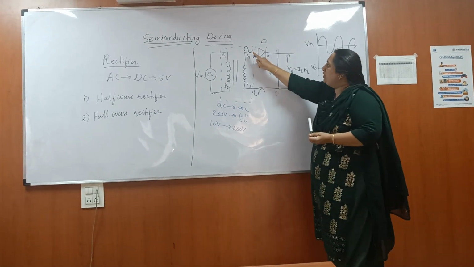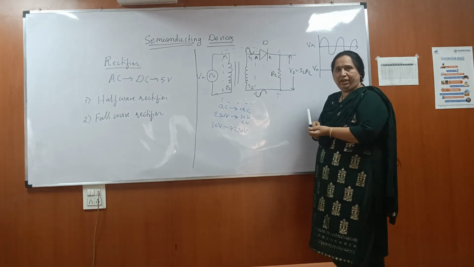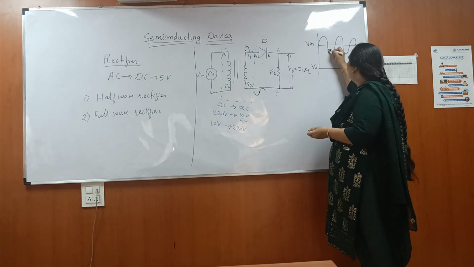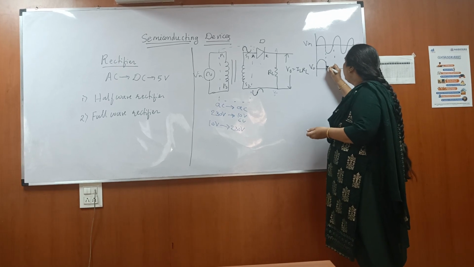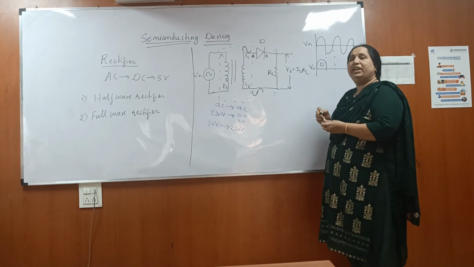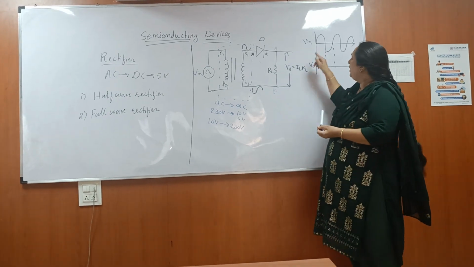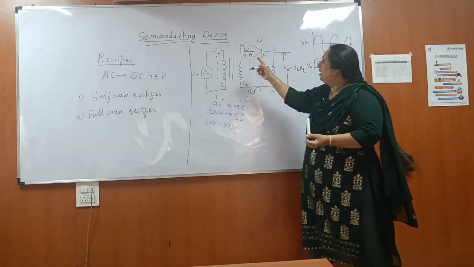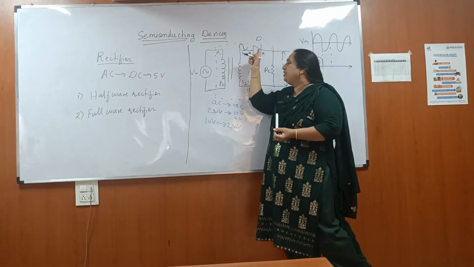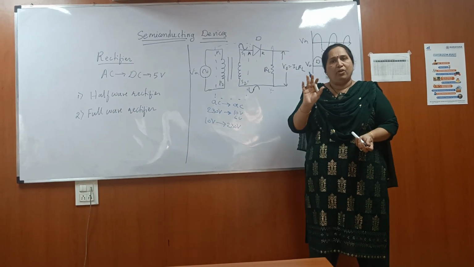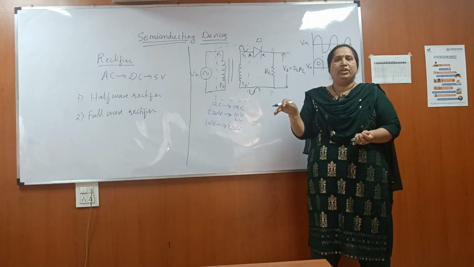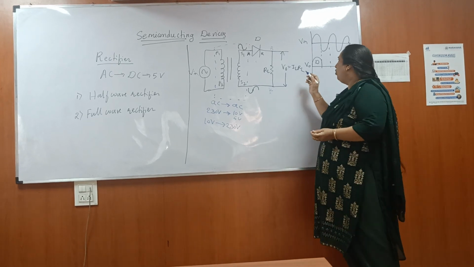Now during the positive half cycle of AC, the diode conducts and we get output. So during the positive half cycle we get output because diode D conducts. During the negative half cycle, when S1 is at negative potential, the diode becomes reverse biased, so it does not conduct. Current through this diode is 0 and output is 0.